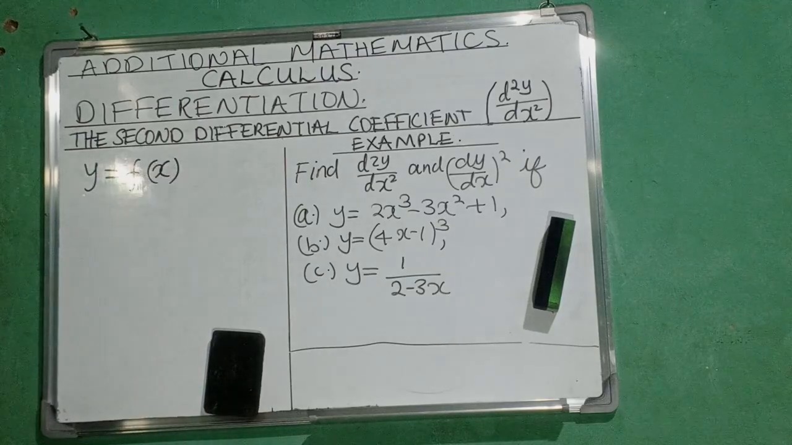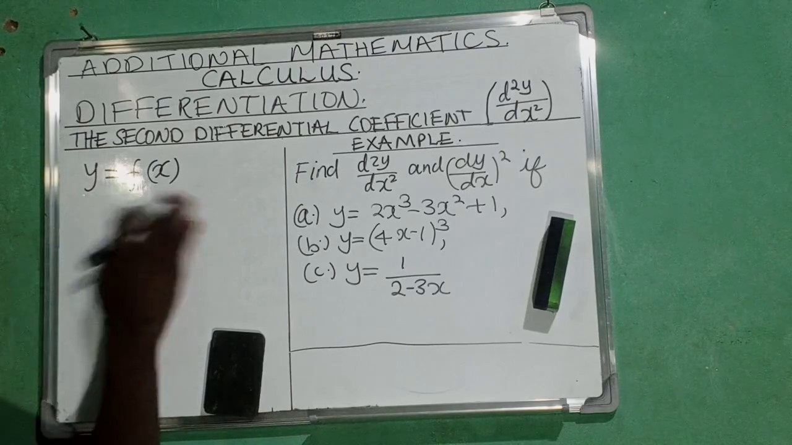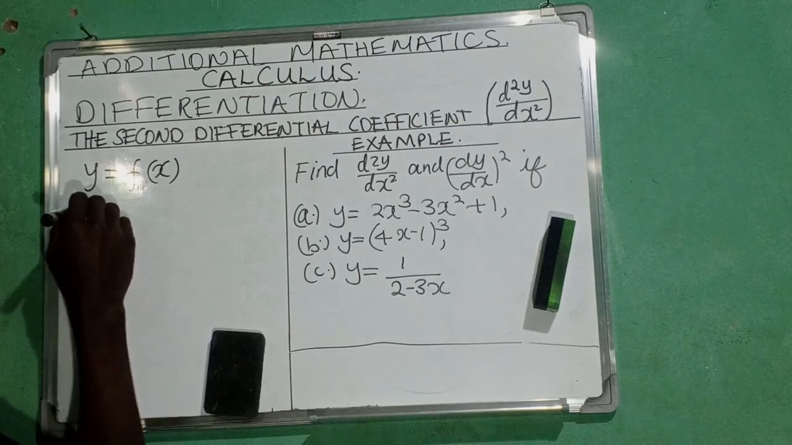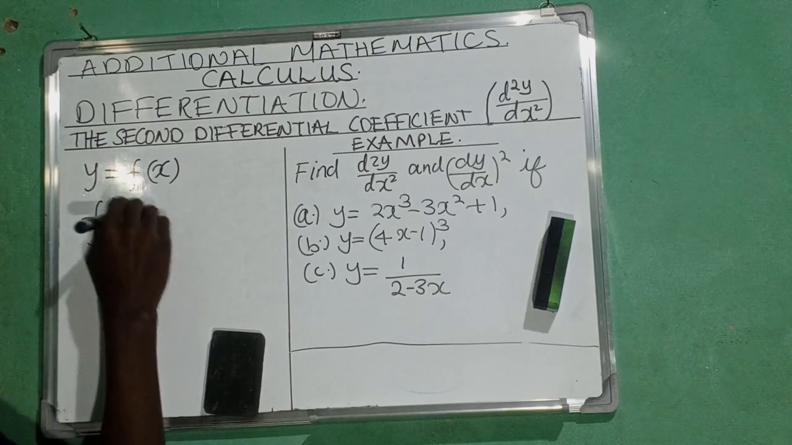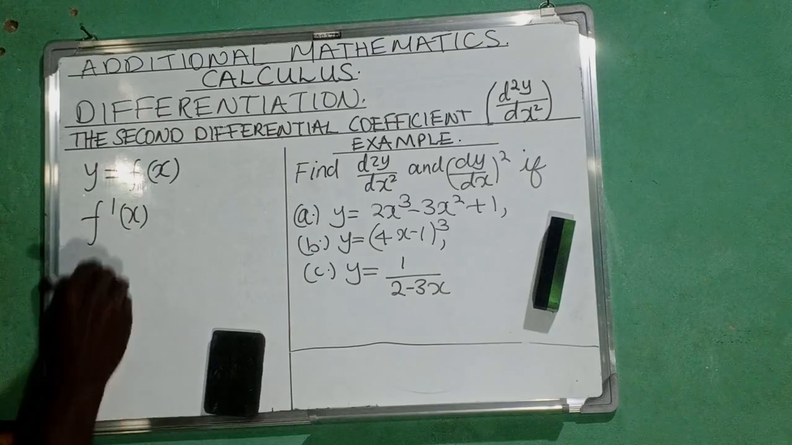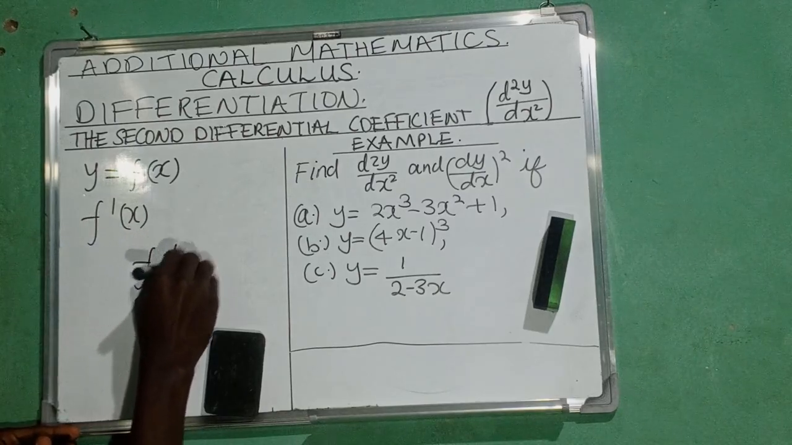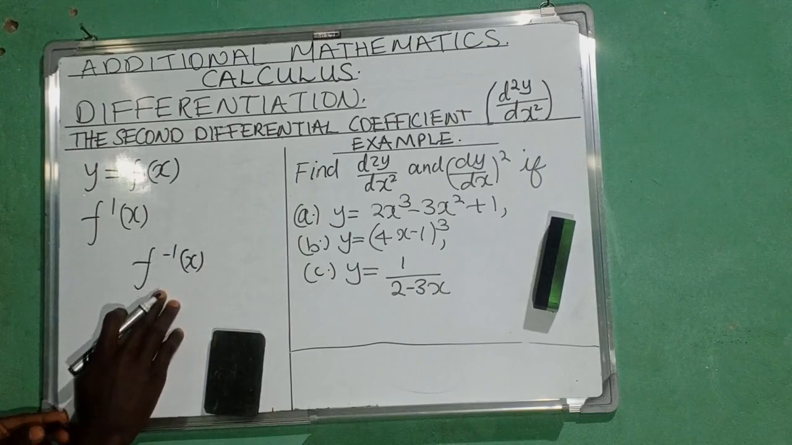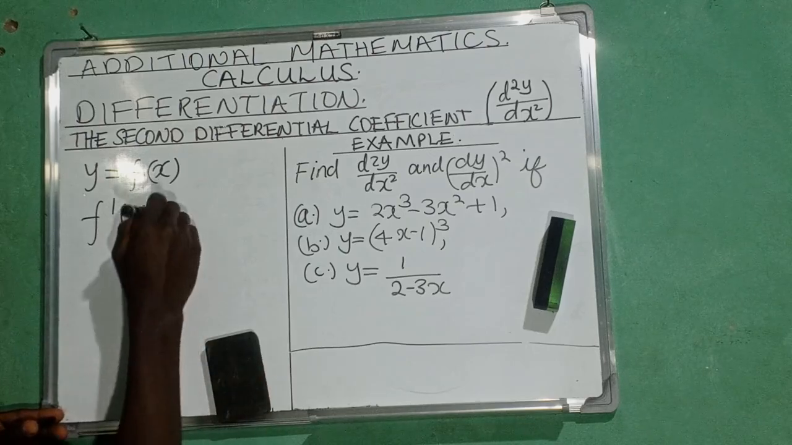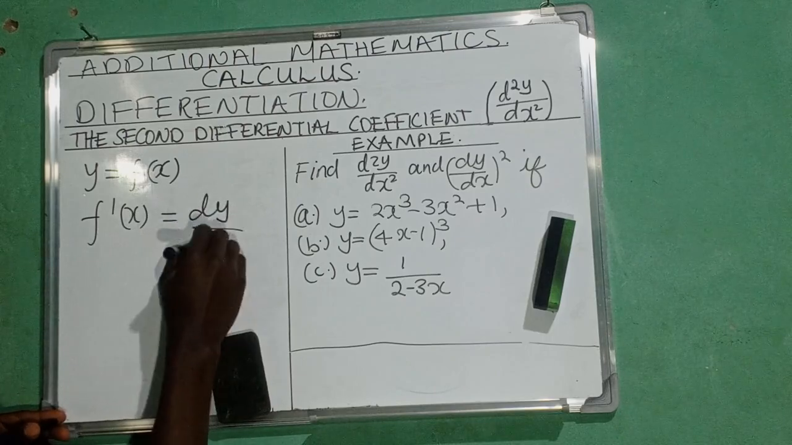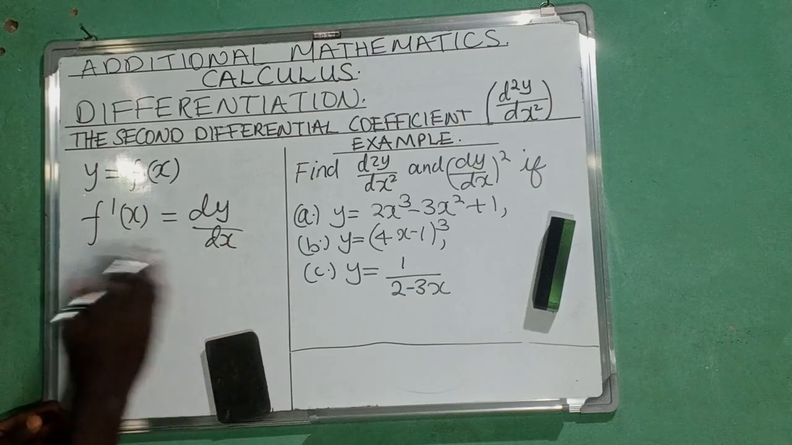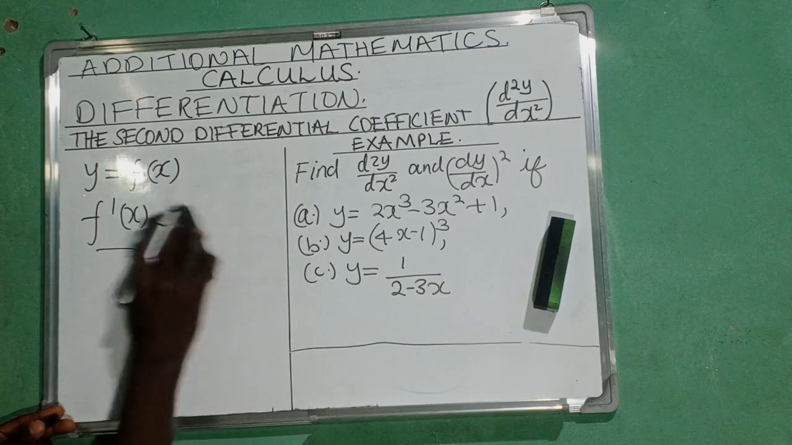So to find the derivative of a function given by y is equal to f of x, we would say f prime of x. So we would put a power 1 there. It is different from saying f inverse of x. That means we are finding the inverse function, but here we are finding the derivative. This is another representation of dy dx. So we can say f prime of x or dy dx is equal to something. So this and this are the same. They mean the same thing.